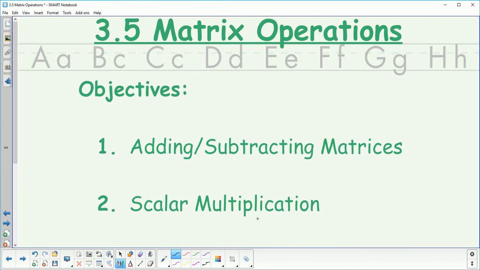Okay, so two big things: adding and subtracting matrices. You just combine your corresponding terms, so terms that are in the same position. And then our scalar multiplication is really just distribution.